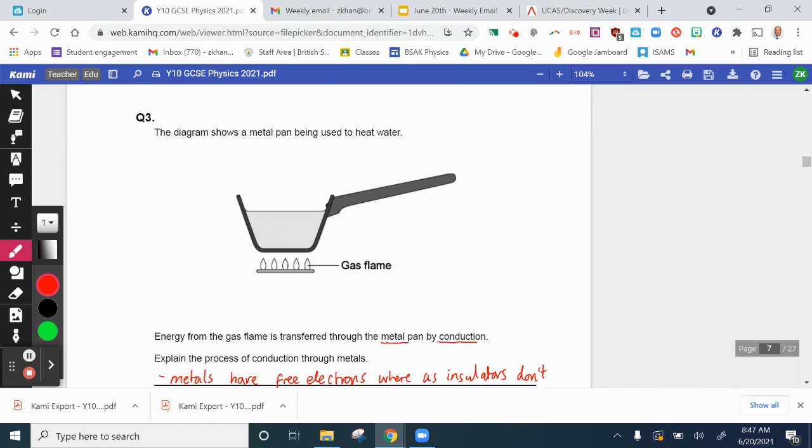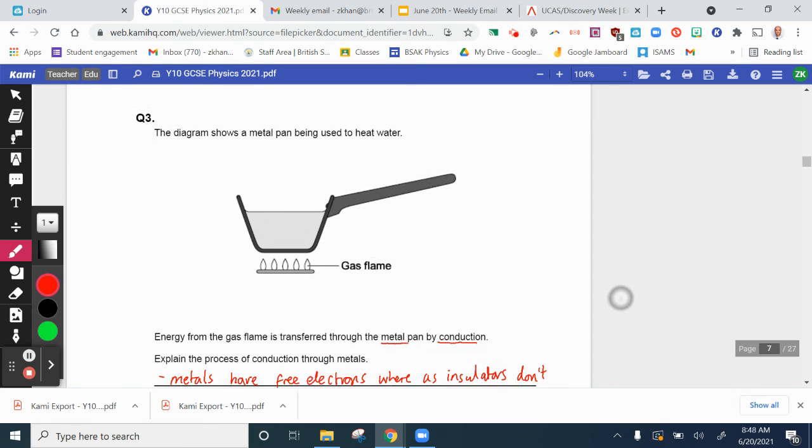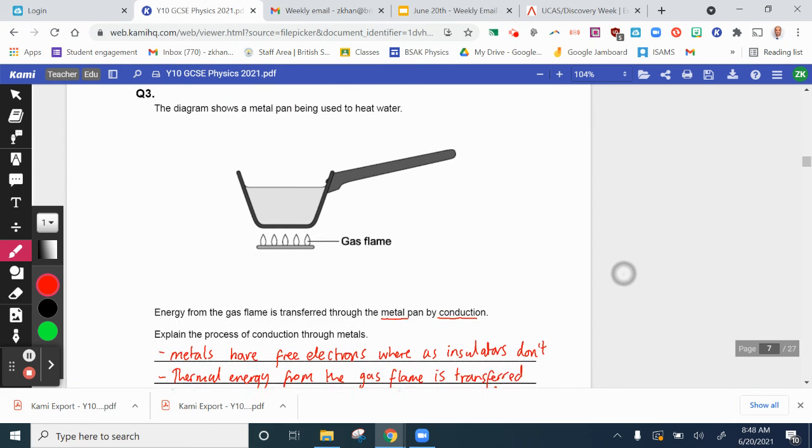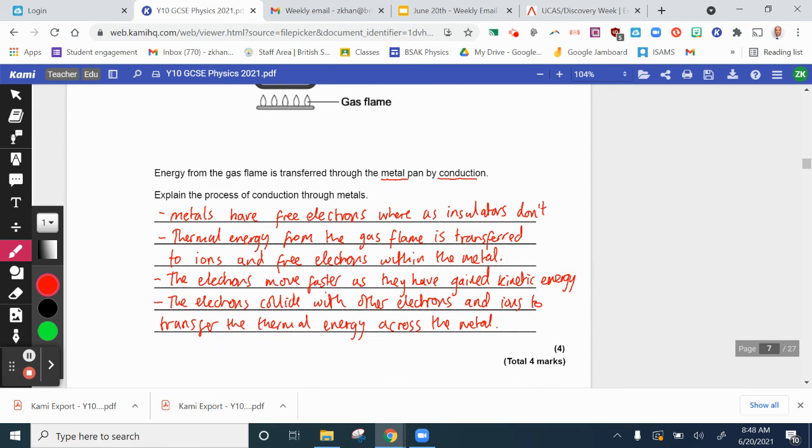Question 3. The diagram shows a metal pan being used to heat water. The energy from the gas flame is transferred through to the metal by conduction. Explain the process of conduction through metals. Now, this is unique. It hasn't said through plastics or non-insulators. So metals, what makes metals a good conductor of heat? So metals have something unique about them. They have free electrons. Okay, so metals have free electrons, whereas insulators don't.